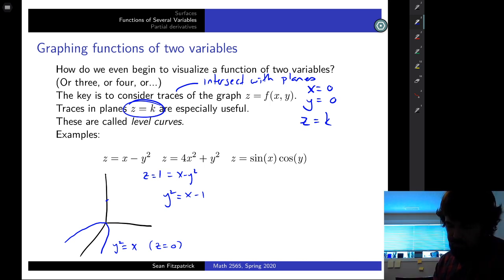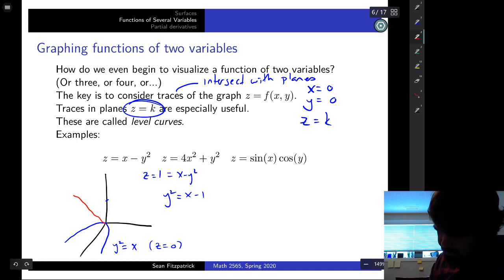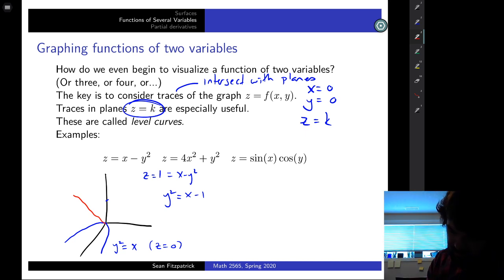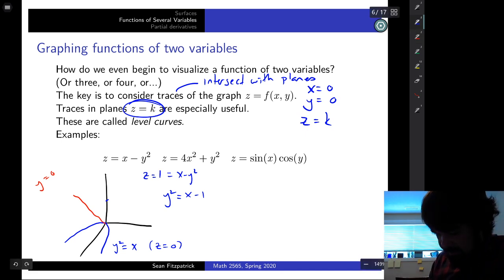And so you can play these games, right? So y would be square root of x minus 1. And what you should get actually is a line like that. So that's the y equals 0 trace. The y equals 0 trace is just the line z is equal to x. And then coming off of that line, you have these parabolas.